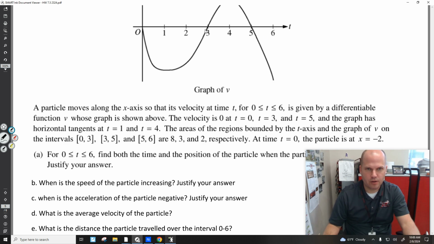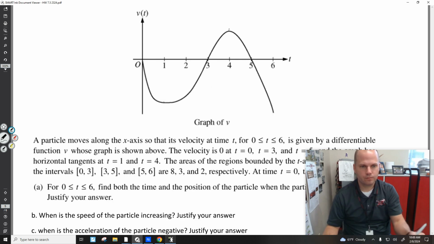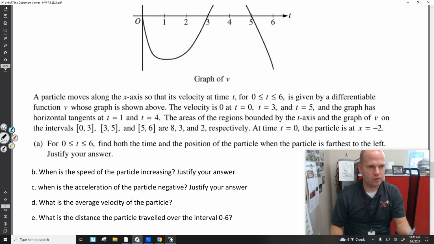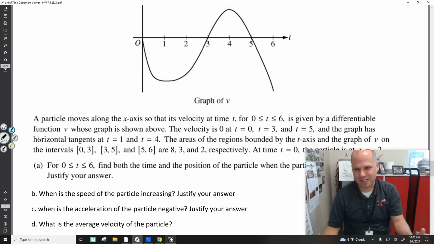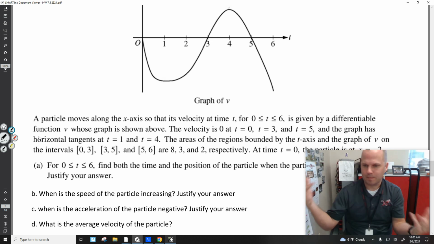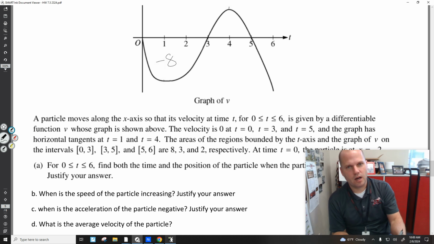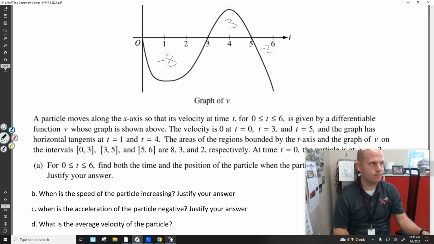Velocity is 0 at 0, 3, and 5. The graph has horizontal tangents at 1 and at 4. Areas of the regions are 8, 3, and 2. Now, this is a bit of a trick: when you reference area, it's always positive. But what's going on here is the accumulations have to be positive and negative, okay?